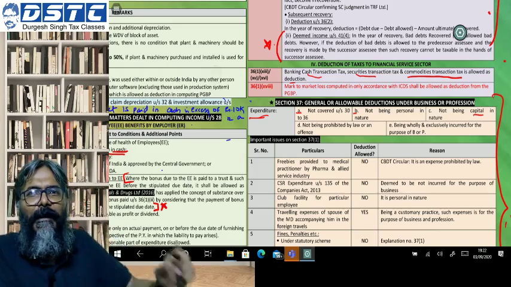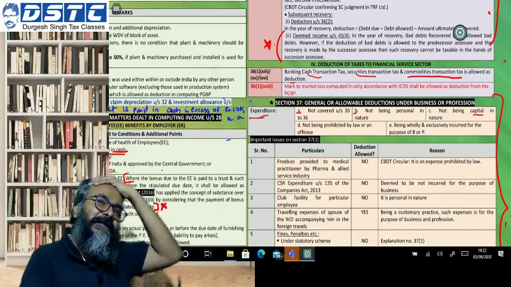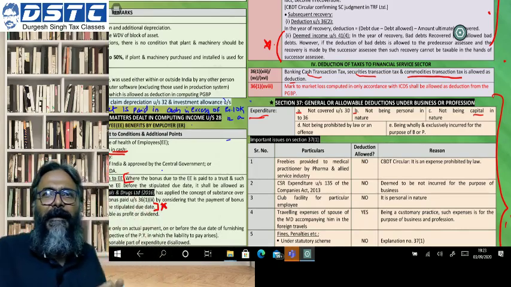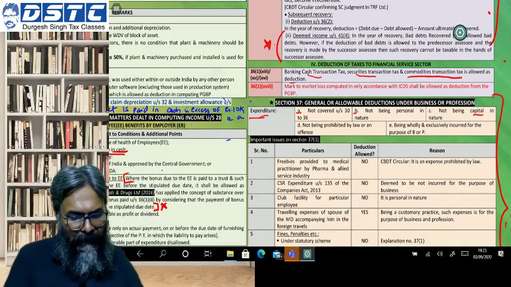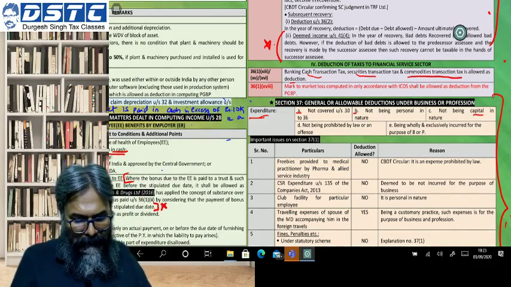Sections 30 to 36 cover all the specific expenditure. Sections 30 to 36, students. What about sections 30 and 31, by the way? Let me ask you, students, what are these sections 30 and 31?